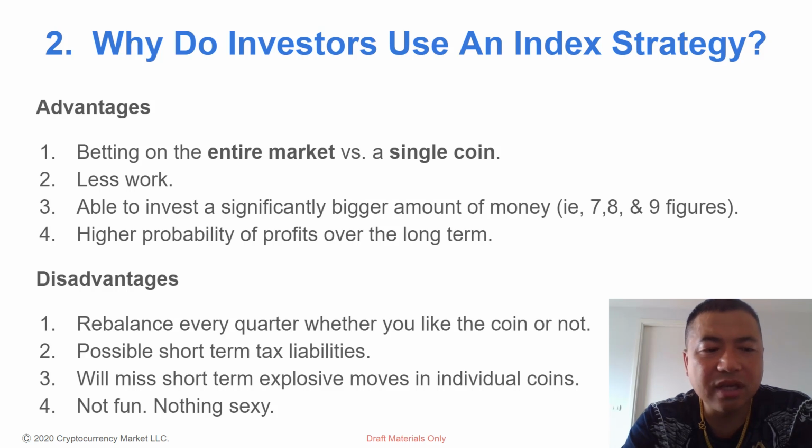Now, there are disadvantages of an index approach. We have to rebalance every quarter, whether we like the coin or not. That means there are times when we have to sell a coin when we don't want to, and there are times when we have to buy a coin when we don't want that coin in our portfolio.